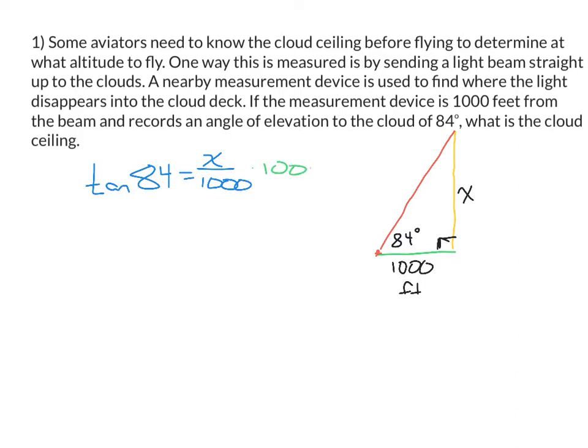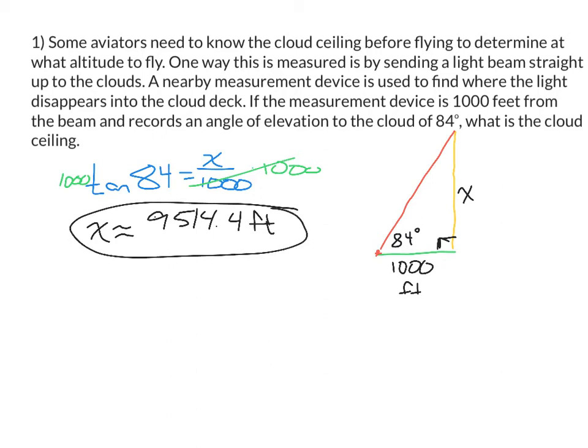We'll multiply both sides by 1,000. These will cancel, and so x will equal whatever 1,000 times tangent of 84 is, which ends up being 9,514.4 feet. So this would actually be in the mid-range level of clouds. Okay, and so that's one application of trig in this situation.